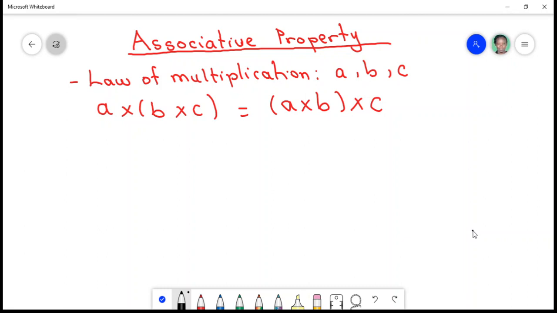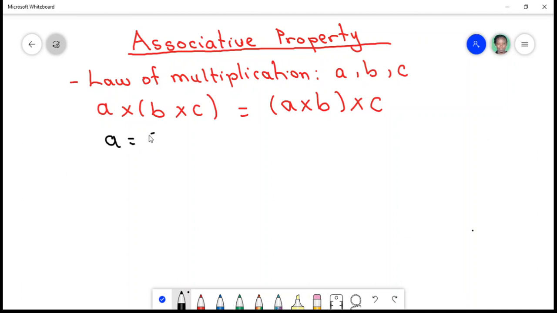In our lesson today, we are still looking at the associative property, the law of multiplication. If I have three rational numbers A, B, and C, we are saying regardless of how the numbers are grouped using parentheses or brackets, the results are equal. So A times, if I group B and C and multiply first before multiplying by A, it's equal to grouping A and B first, then we multiply by C. So let's take an example.